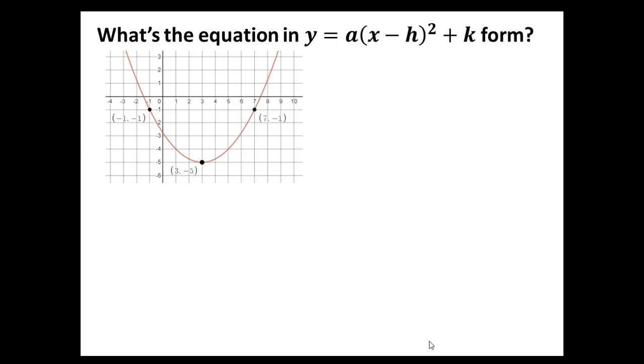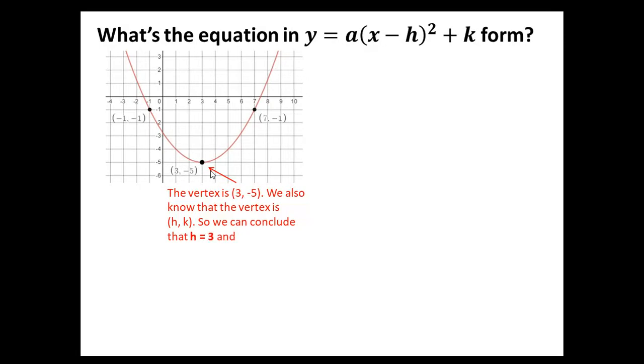What's the equation in vertex form of this parabola? We aren't given all of the information, but we do know that we have the vertex and we've got two other points on the parabola. Now the vertex is (3, -5). We also know that the vertex is (h, k). So we can make some conclusions, like h is equal to 3 and k is equal to -5.